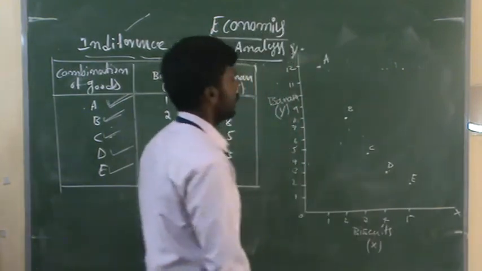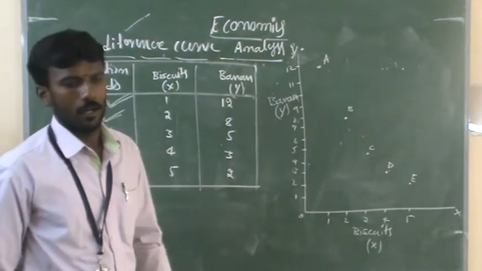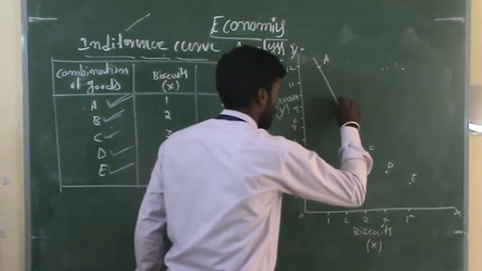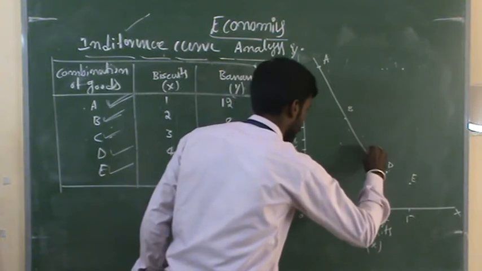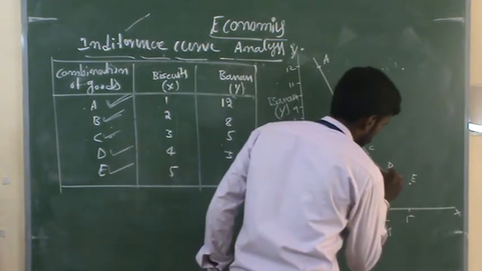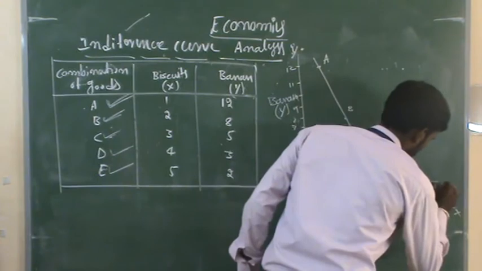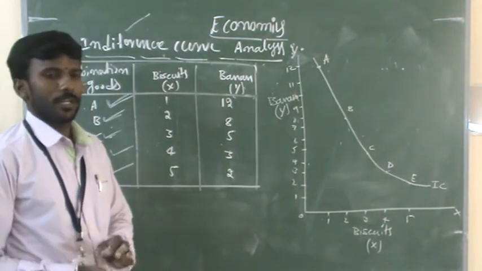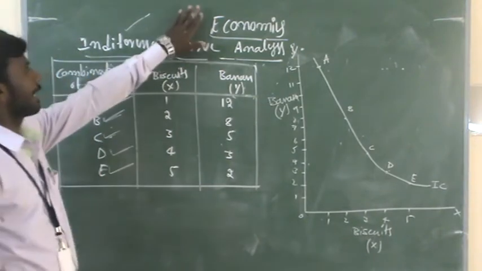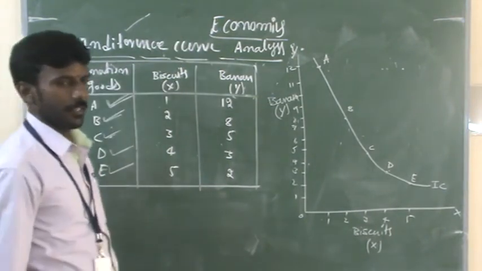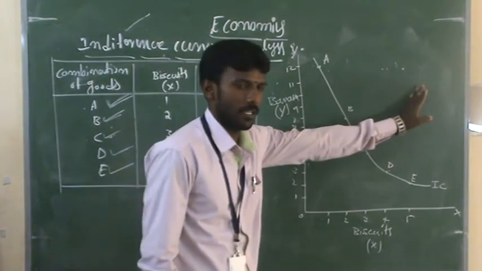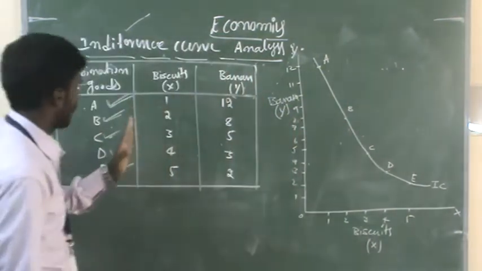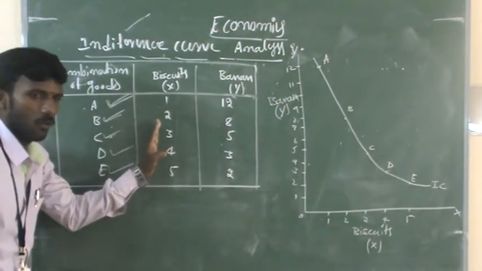So now we are going to join. These are all the points we will get on the indifference curve. See like, so this is the IC curve. IC curve is nothing but indifference curve. See students, already I told the concept of the indifference curve, now we are going to explain it with the help of one diagram also. That diagram we are going to make on the basis of this table values, not imaginary.